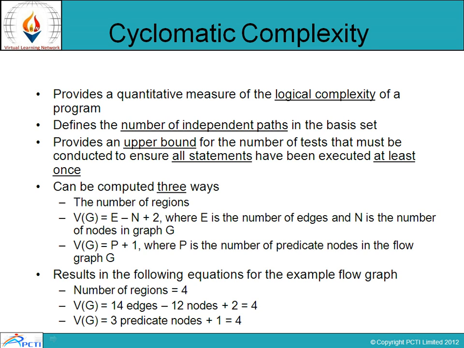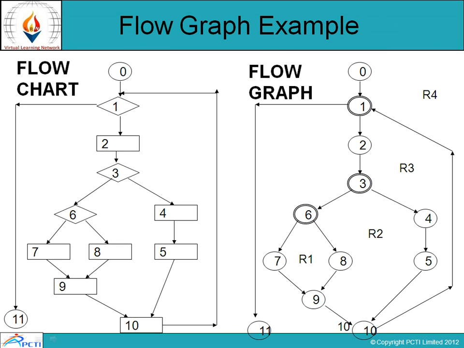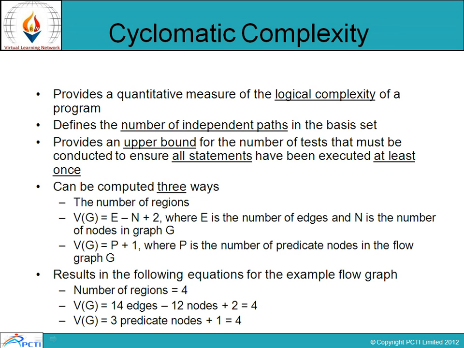The result in the following equation is from the example flow graph that was taken previously. Here the number of regions is 4. In the previous example we saw the region count of 4. Here we take 14 edges and 12 nodes, and the result is 4 regions. From the other formula also we get 4 regions.